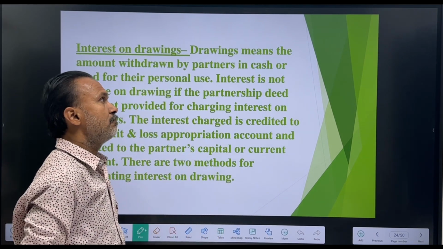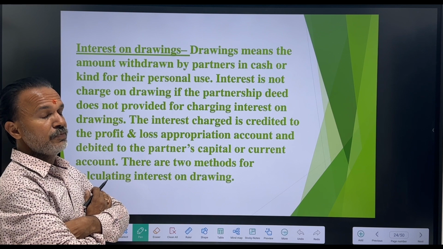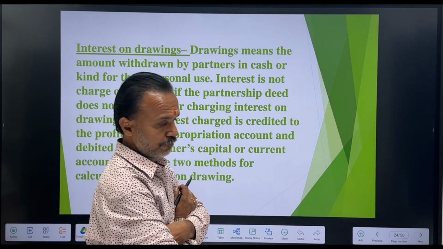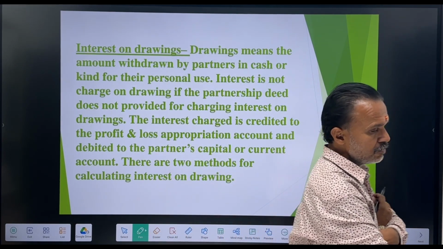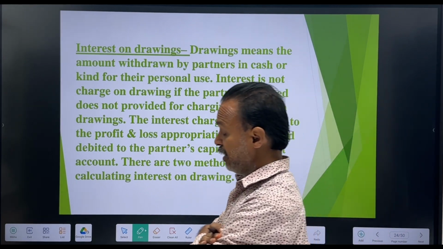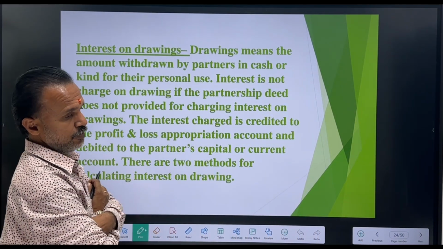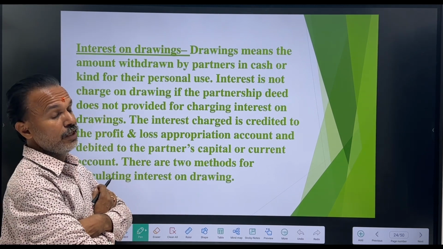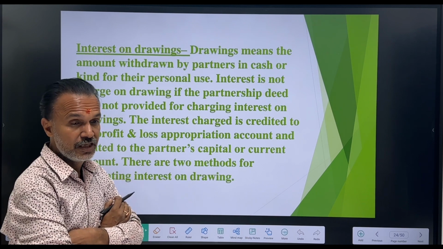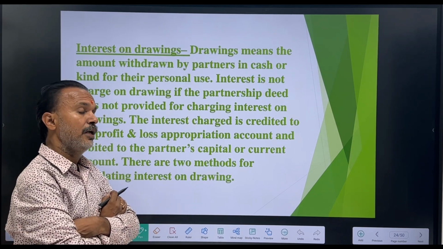Interest on drawing. Drawings means the amount of goods or cash which is withdrawn by the partners from the firm for their personal use. The firm charges interest on such amount of drawing, so that no partner can withdraw a maximum amount from the firm for personal use. If the firm charges interest on drawing, then this amount is shown in the credit side of P&L appropriation account and debit side of partner's capital or current account.